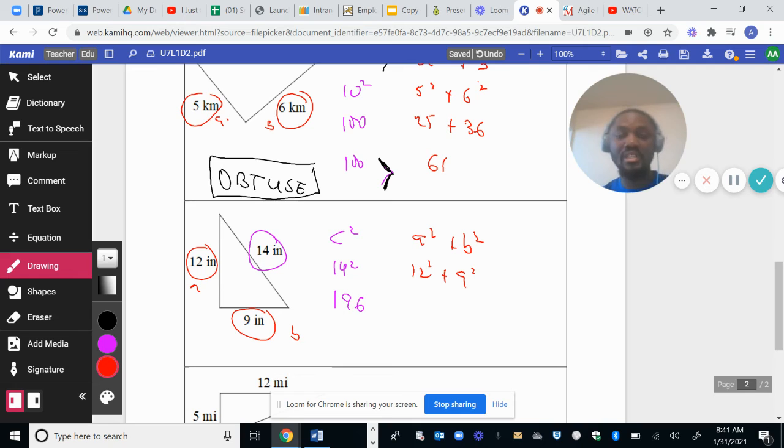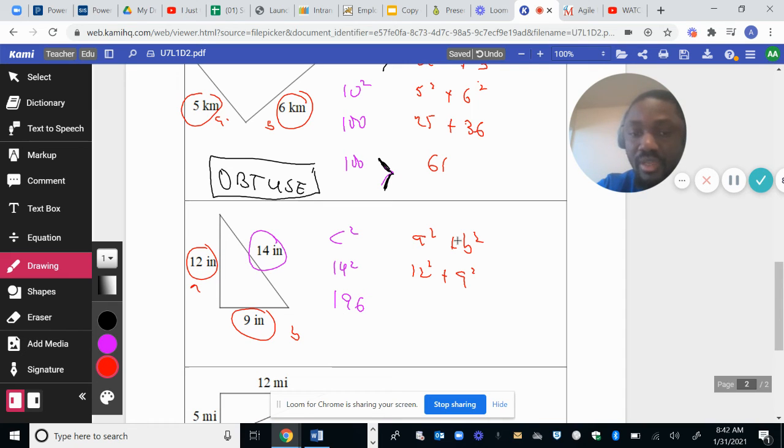Some people usually take the smaller leg as A and the bigger leg as B. Okay, so it depends on you. Just use something that'll be okay for you. But the longest side is always the hypotenuse, or the longest side is always C. Okay, so it has not to be confused.